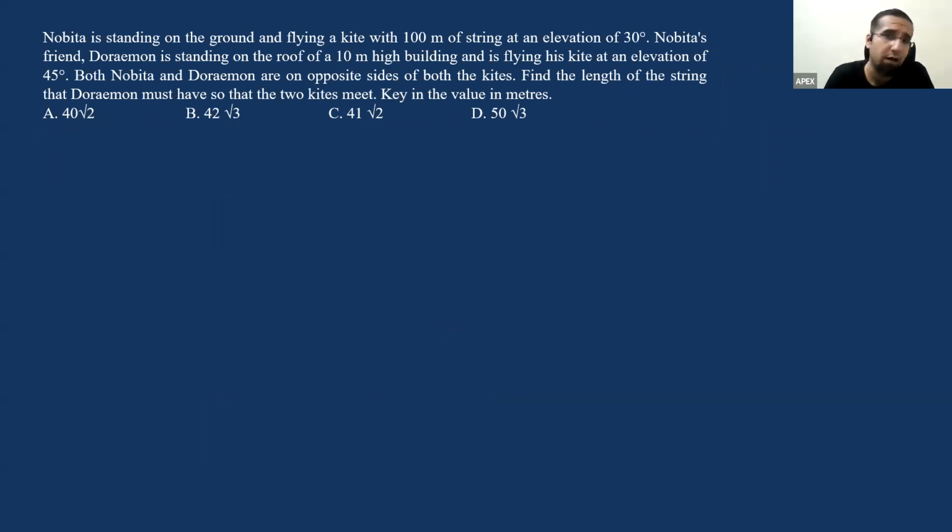Nobita is standing on a ground. Clear? Flying a kite. So let's say Nobita is standing here. She's flying a kite. Clear? A string of 100 meters. Now, at an angle of elevation of 30 degrees. So let's have 30 degrees as angle of elevation.